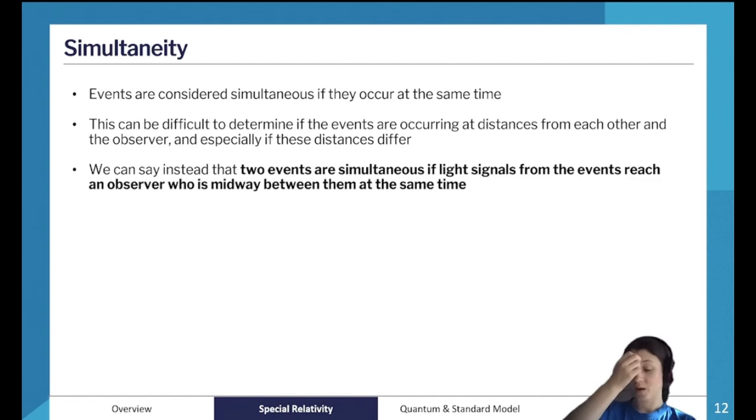Alright? But if the observer was standing right next to one of the lightning bolts and really far away from another one, and he goes, oh, I saw them at the same time, that doesn't mean they're simultaneous, obviously, because he's right next to one of the other ones.